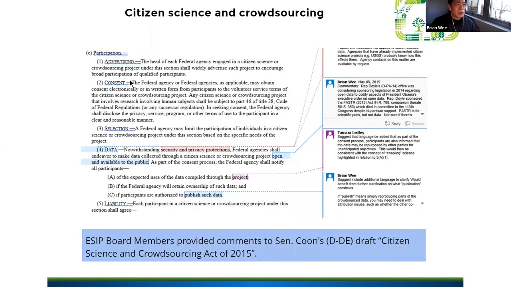And on this screen, harking back to Steve Young's mention of citizen science, this screenshot is of a Word document that was passed to me by one of Senator Kuhn's staffers a few years ago, in 2015, when Senator Kuhn's office had reached out and said, do you guys have any comments? This is the actual screenshot of the Word document. I was a member of the ESIP board at that time. As you can see, Tamara Ledley was also a member of the board at that time, and she had also commented on a couple of things that she saw lacking in that language.